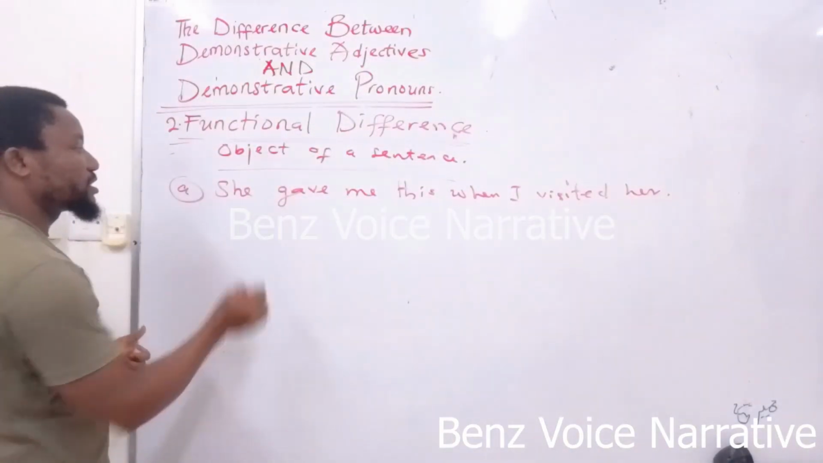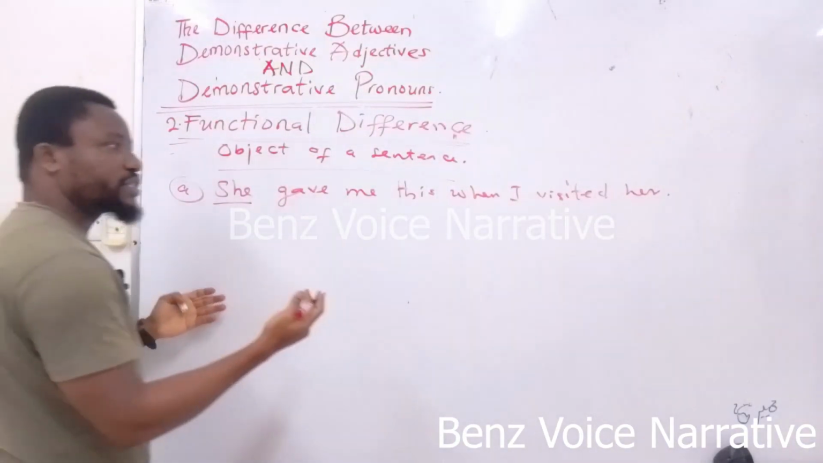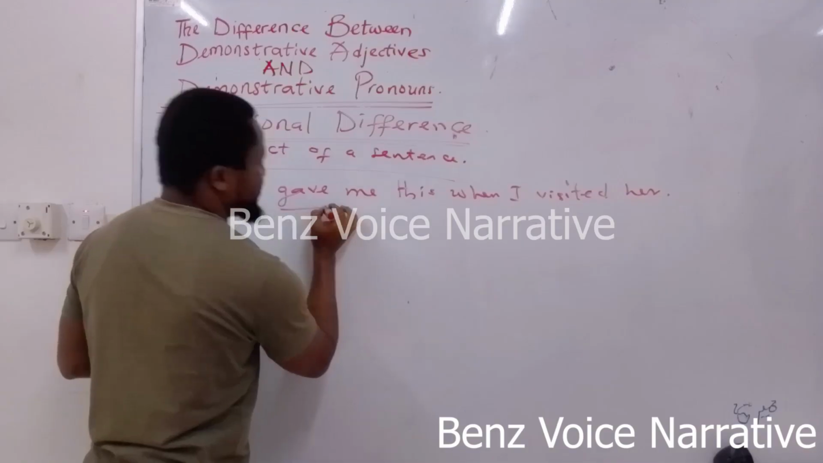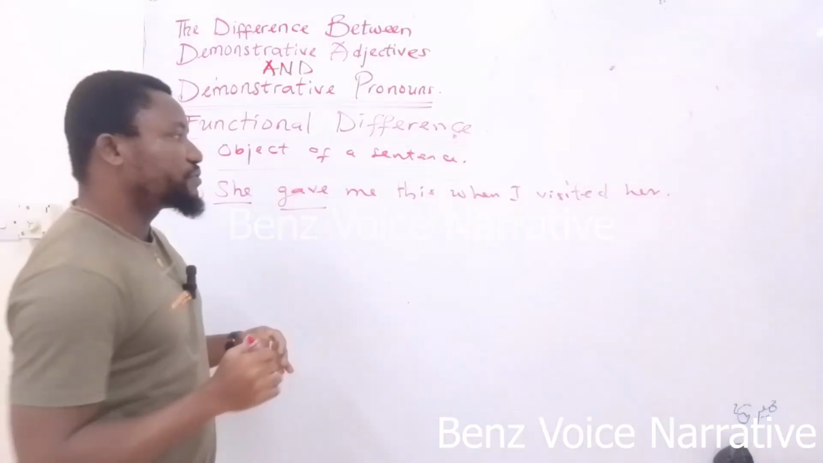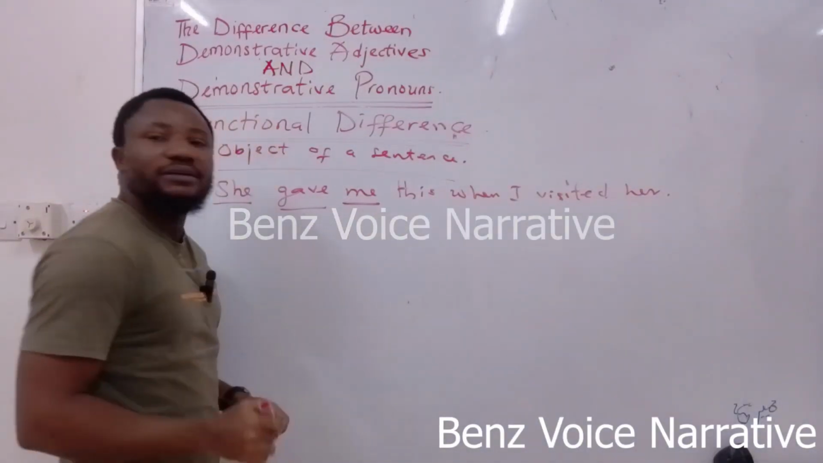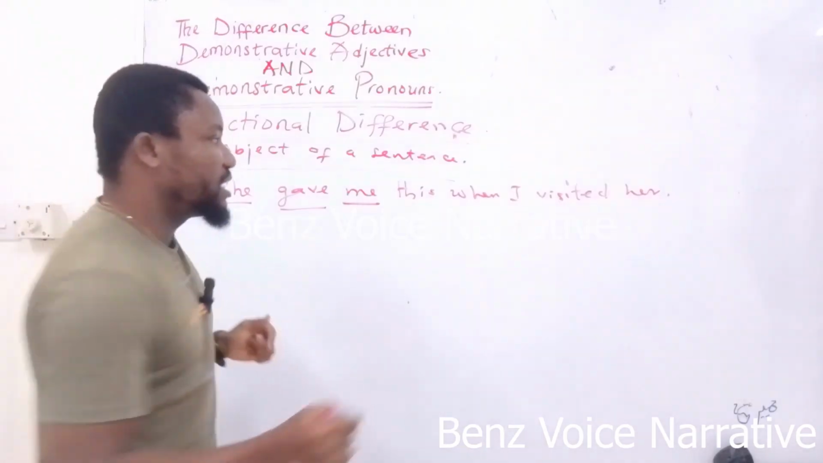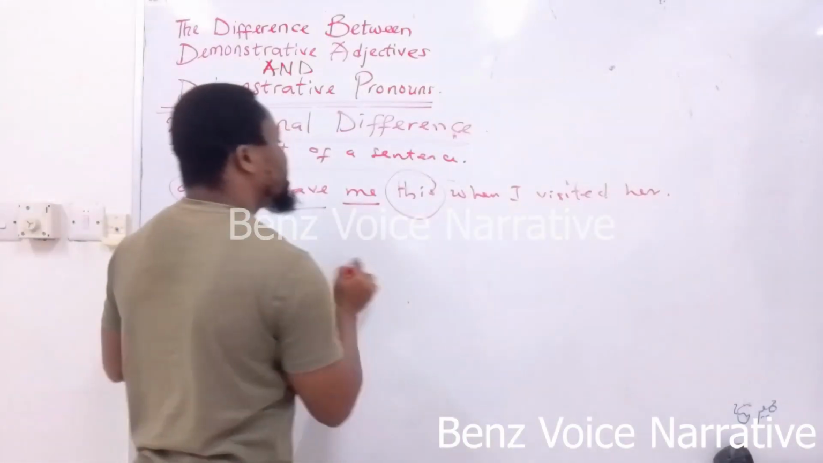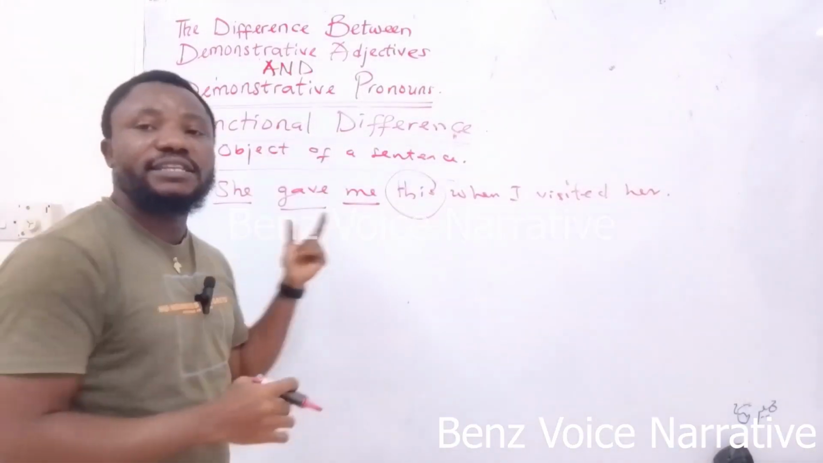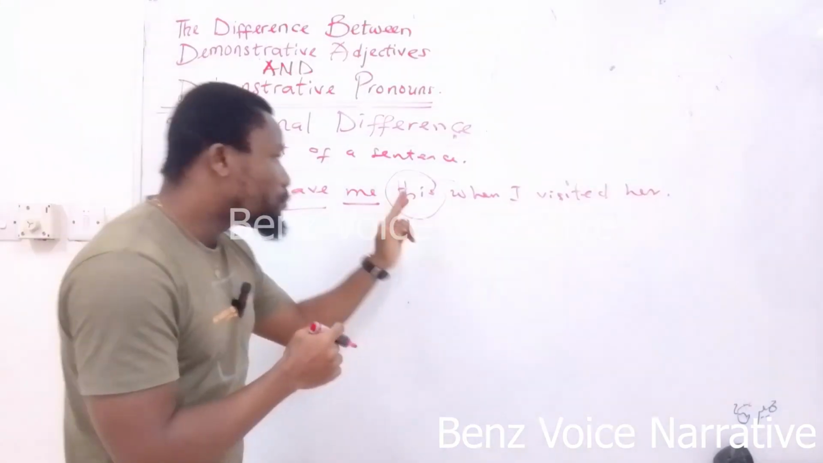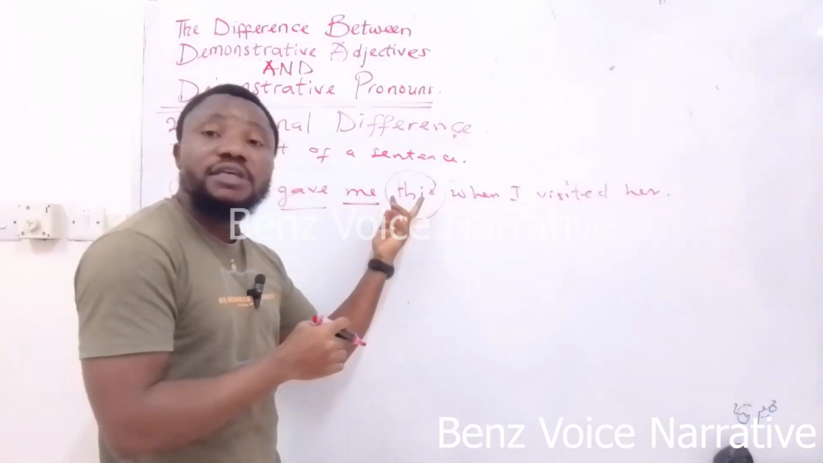What's the subject of the sentence? She. That's the person performing. What's the action performed? Gave. Who did she give something to? Me. What did she give me? She gave me this. Now, me in this place is an indirect object, but we don't care about that. We'll care about the function of this.